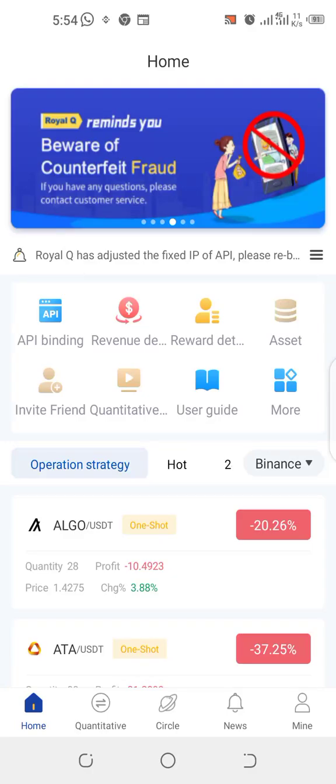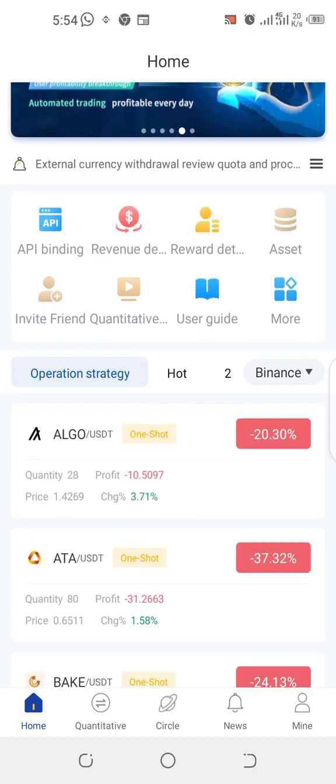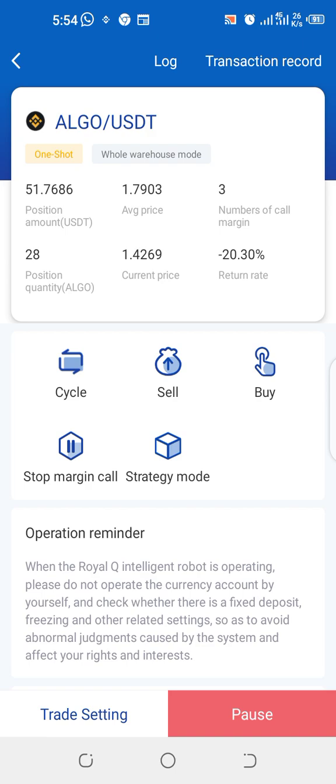Okay, so to know how each coin is performing, just click on that particular coin to bring out the various parameters concerning that coin: the current price, the average price at which you bought it, your average cost price, the total amount of USDT already committed to that coin, the amount of USDT of that coin that has been bought, and how many units of that coin the robot is currently holding for you.